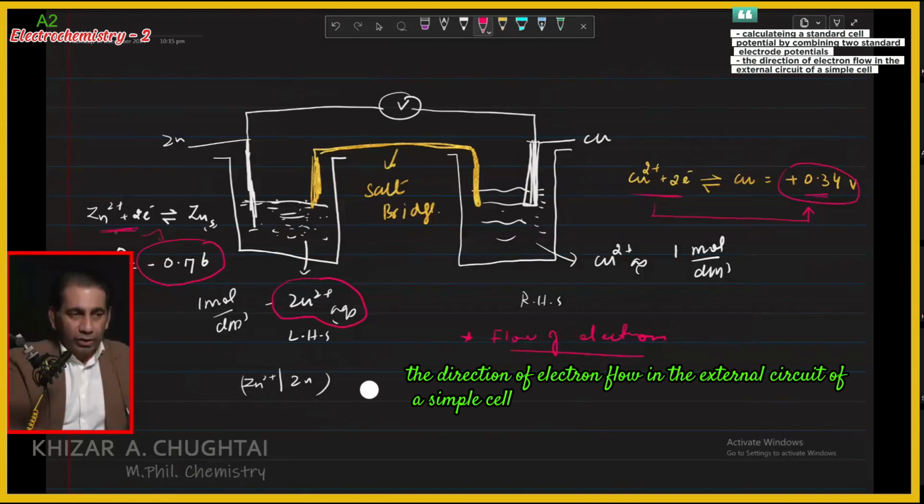So one more thing, if I am going to reverse this equation, I am going to write it like that: zinc goes to zinc 2 positive plus 2 moles of electrons.